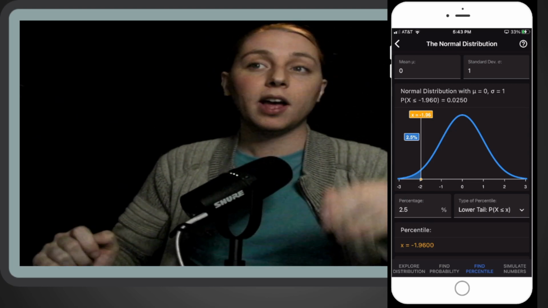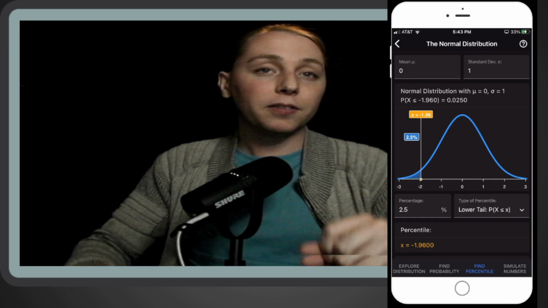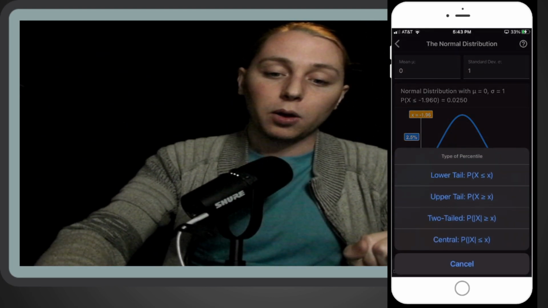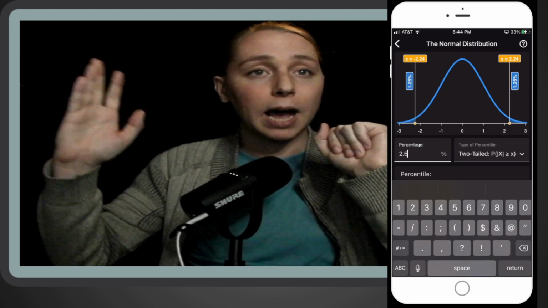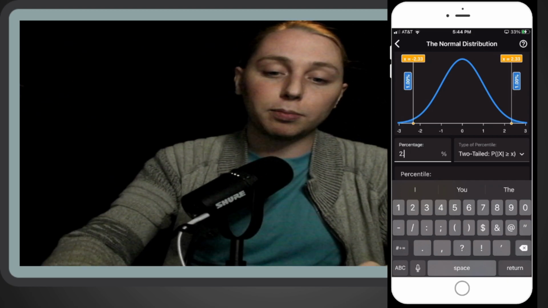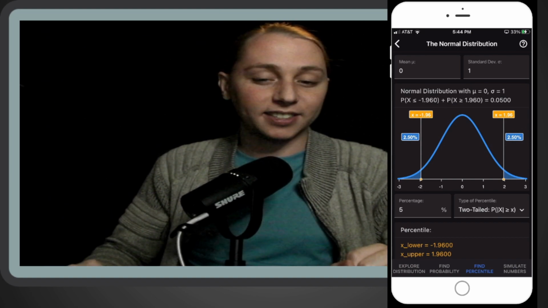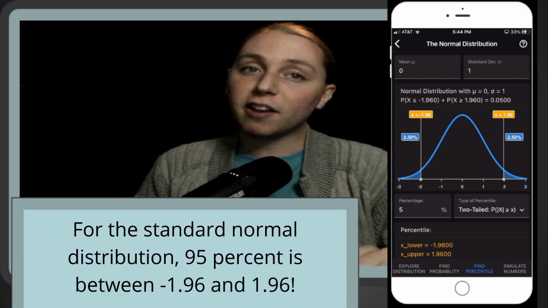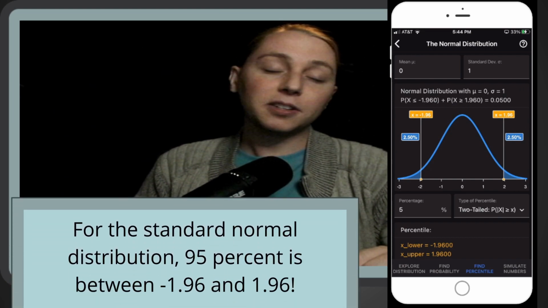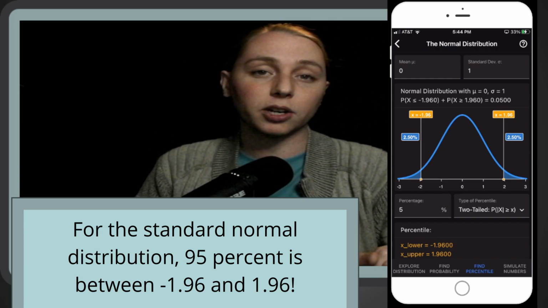If we'd like to get 2.5 on the bottom and 2.5 on the top at the same time, we have to use a thing called the two-tailed test. So we need to change our type of probability to two-tailed, and remember we said 2.5 on the bottom and 2.5 on the top. When added together, that's about 5%, which gives us negative 1.96 on the bottom and 1.96 on the top, meaning that we are 95% confident in the middle. This is important for confidence intervals and will be when you're finding percentiles of the normal distribution in the future.